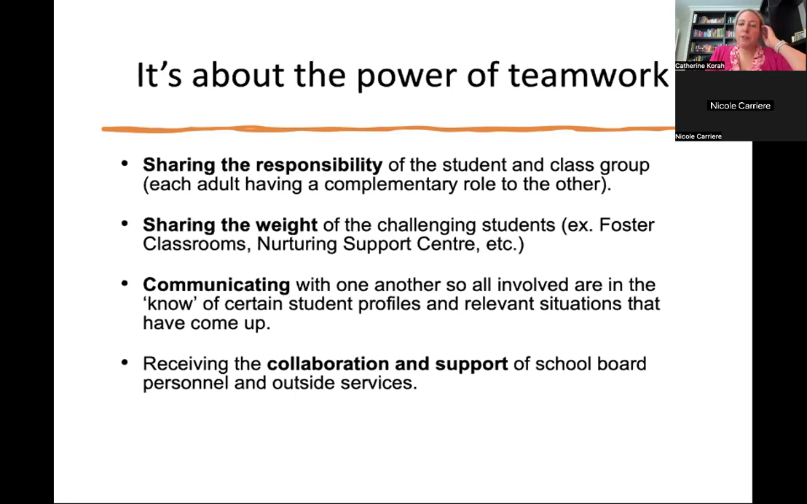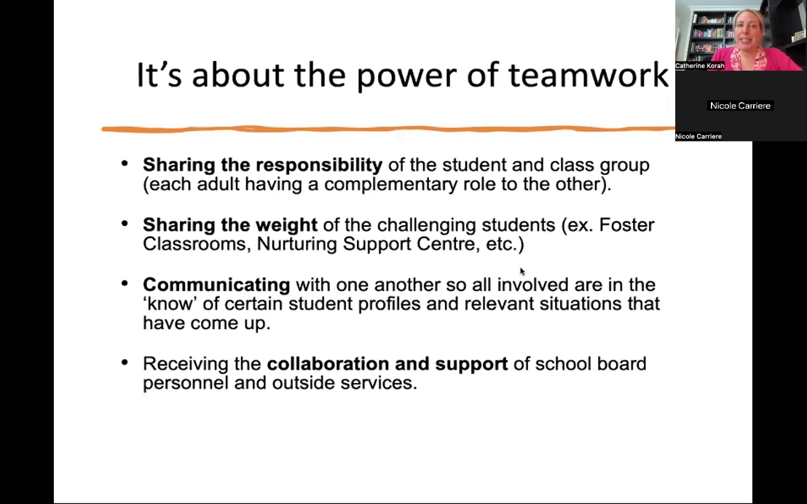Now, the other thing that's really important for me to mention is the power of teamwork. It's not meant to be one adult who takes care of the student, whether the teacher or the support staff. It is about working at it together as a team, that we share the responsibility of that student, especially those tier 3, high explosive, complex cases. Sharing the weight of that student, we have different spaces where the student can go if they're not functioning in the classroom, whether it's that another teacher has offered what we call a foster class. This information is available on the CBM website, or you have in your school a nurturing support center.